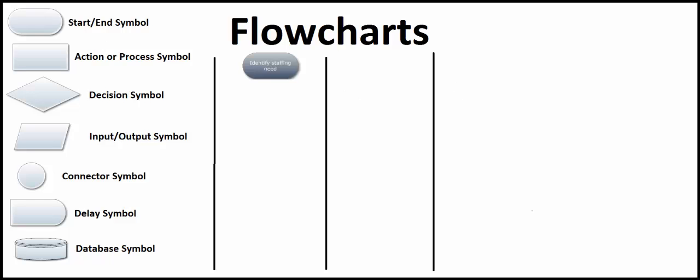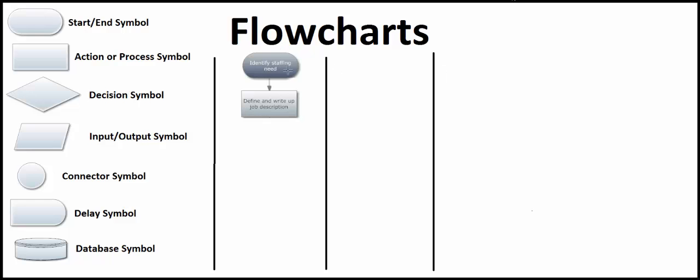We would carry on with an arrow. The arrow indicates that we go to the next step. Sorry if I might have forgotten that in the symbols. After the arrow, we will carry on with the action or process symbol.